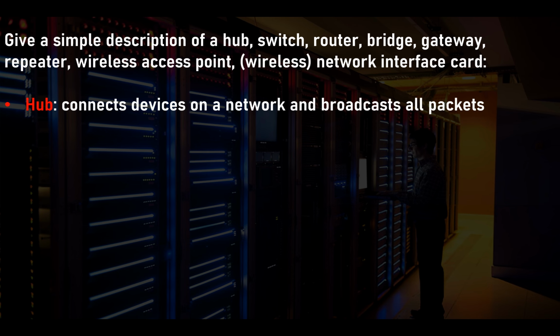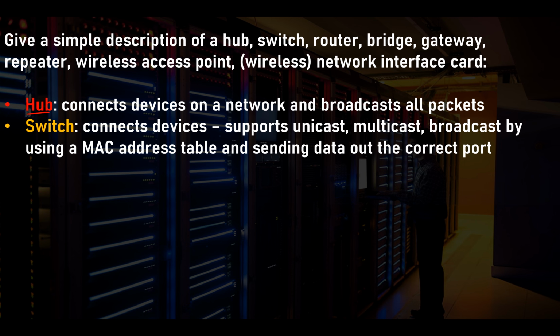We say a hub is going to connect devices on a network and broadcast all packets. Hopefully people know that. If we want to expand on that, we can say it's probably going to have Ethernet ports, so you would plug in the Ethernet cable. Anything that comes into the hub is then going to be broadcast out of all the Ethernet ports. As an improvement on that, a switch again connects devices on the network, but this time supports unicast, multicast, and broadcast. This one is going to use a MAC address table, and it's going to send data out of the correct port based on that MAC address table.